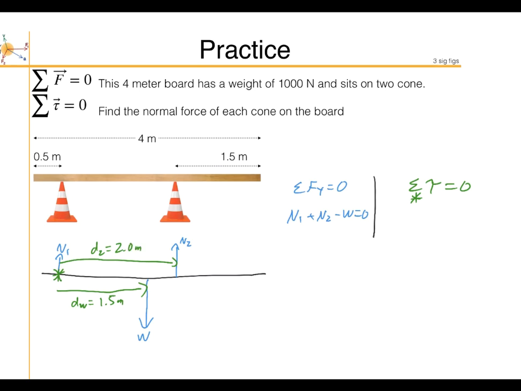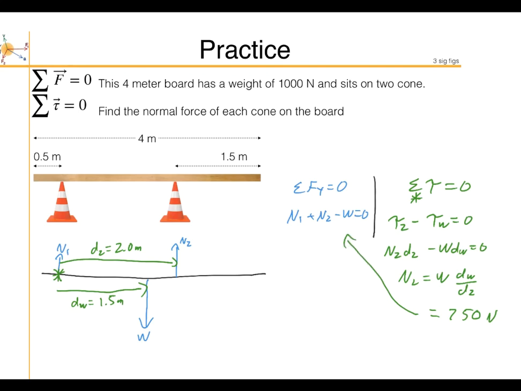So now, the two torques. There's going to be one torque counterclockwise, which is the n2 torque, and then there's going to be one torque clockwise, which is going to be the torque due to the weight. Remember, n1 is 0, so it's going to be n2 times d2 minus weight times the distance to the weight. So if we solve for n2, we get the weight times the distance to the weight divided by d2. So my weight is 1,000, dw is 1.5, d2 is 2, and I get 750 newtons.